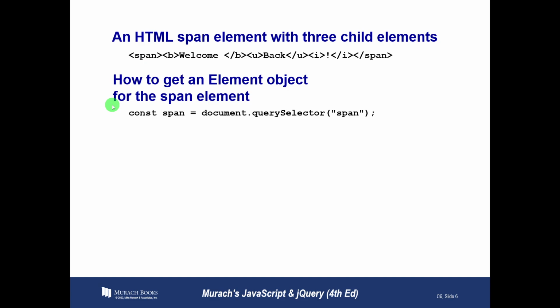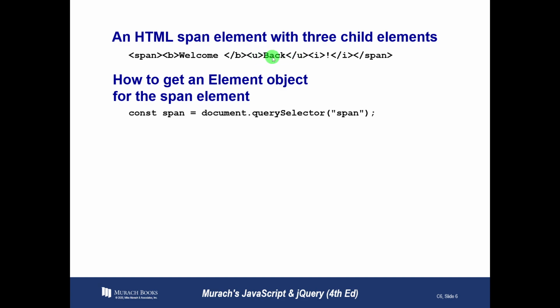So let's take a look at an example here. Here we have a span, opening tag and ending tag. Inside the span, we have some tags that are really deprecated and we shouldn't be using anymore, but we're going to use them for this example. So we have welcome, which is inside a bold tag. And you probably know we should be using strong and not bold anymore. But here's our bold tag, and welcome is in bold. We have an underline tag.